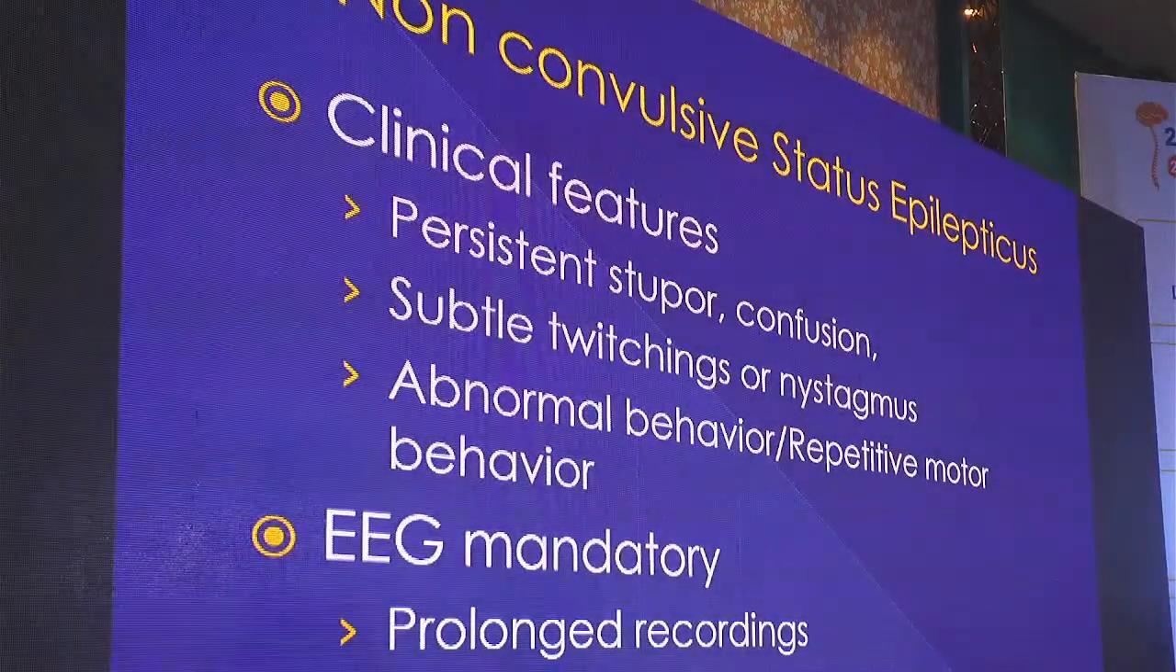So I'll end here with just one line about non-convulsive status. That is people who present just with persistent stupor or confusion, as I said, twitchings of the lips or fingers, or some continuous nystagmus, or some kind of abnormal repetitive behaviors. One has to suspect non-convulsive status. This is a whole topic on its own.